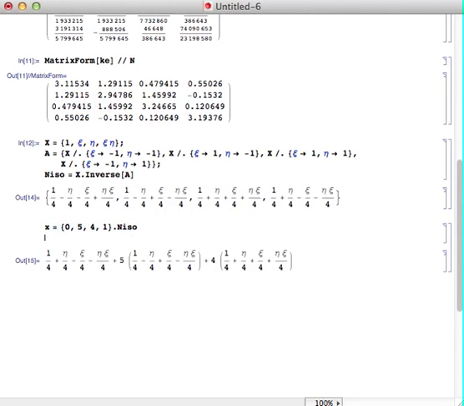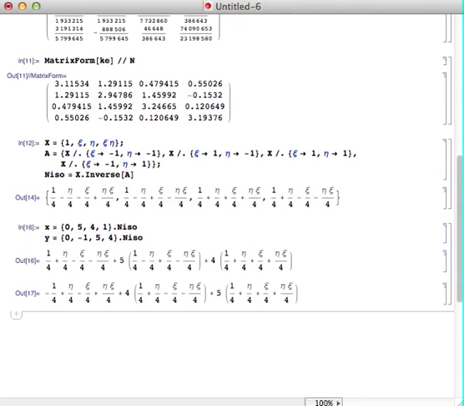We can do the same thing for y. So the first one has y at 0, minus 1, 5, 4. Okay, so there's our mapping.